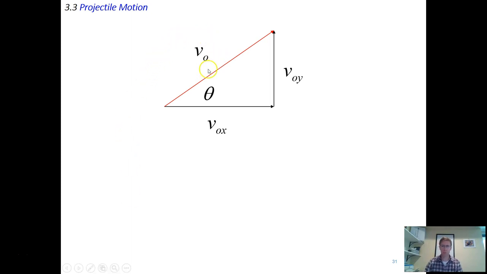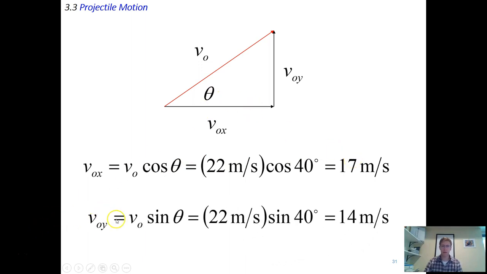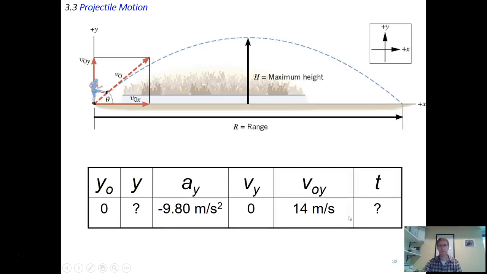Using trig. Your hypotenuse here is the 22 meters per second. Your angle here is the 40 degrees. And so what you can do is find the x component, the adjacent side of my triangle, which is just the hypotenuse multiplied by the cosine of that angle. 22 cosine of 40 degrees gives you 17 meters per second. And similarly, the y velocity is again the hypotenuse multiplied by the sine of that angle, which comes out to be equal to 14 meters per second. So now you can go ahead and do some solving.